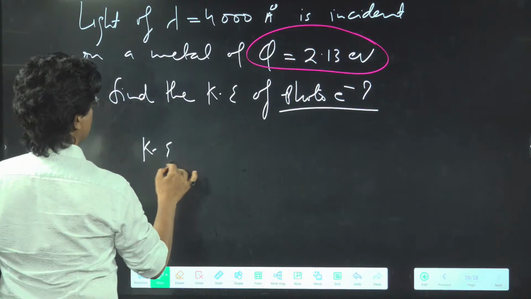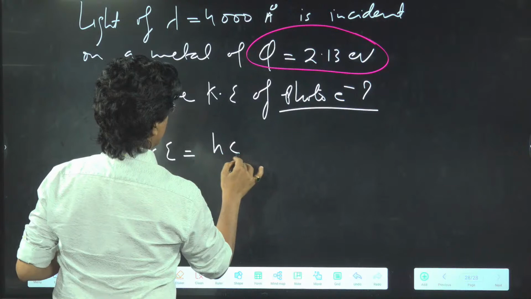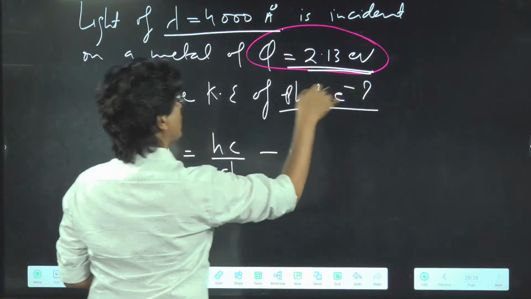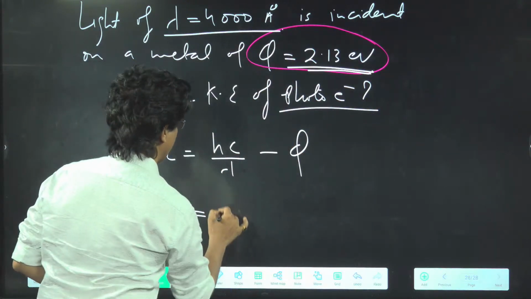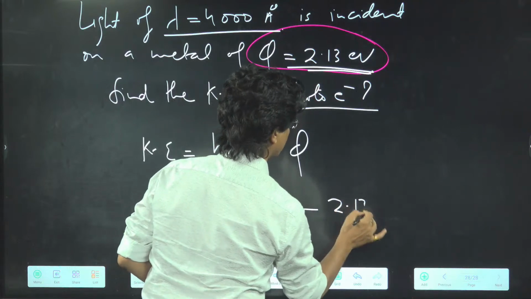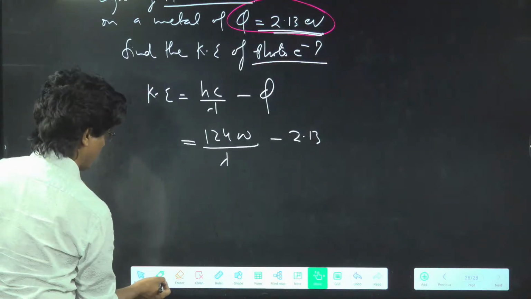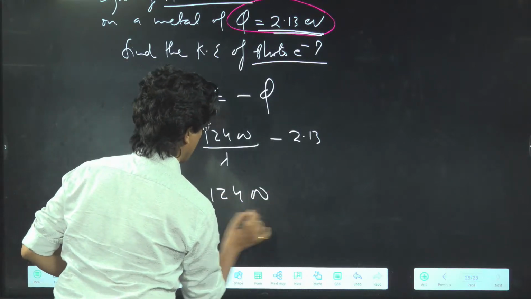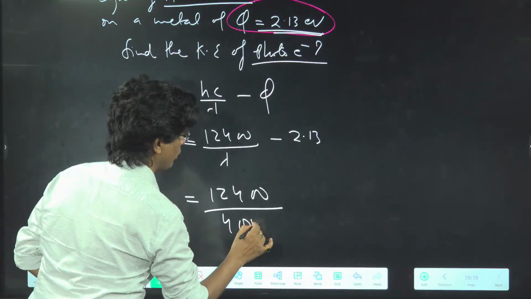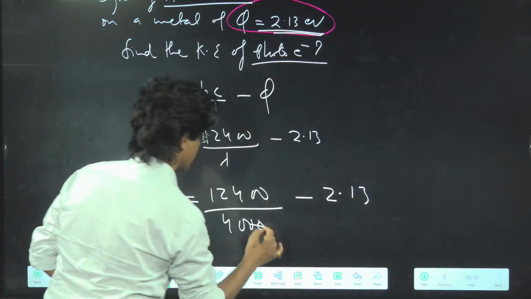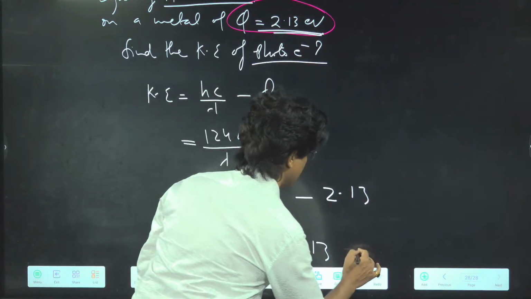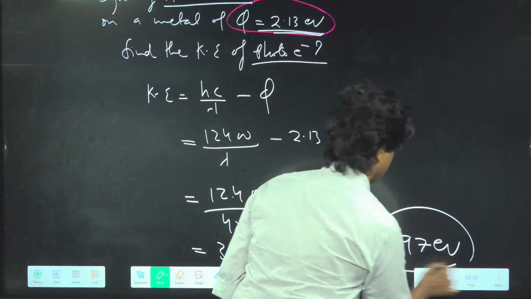Okay, so kinetic energy is equal to, what is that? hc upon lambda minus phi. So they have given this part, and energy is given in electron volt. So I can say, it will be 12400 upon lambda, which must be in angstrom, minus 2.13. So, if you allow me, I can write it down, equal to 12400 upon lambda. How much lambda? Lambda equals 4000, minus 2.13. This is gone. 3.1 minus 2.13 is equal to how much? 0.97 electron volt. Agree or not?